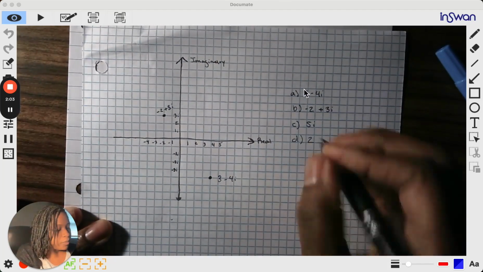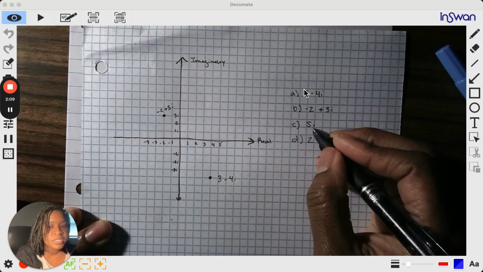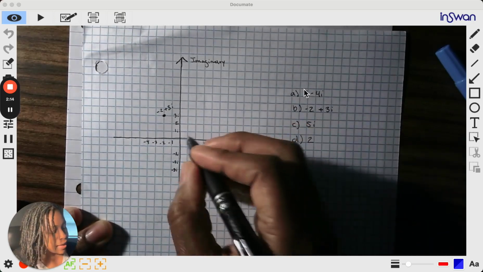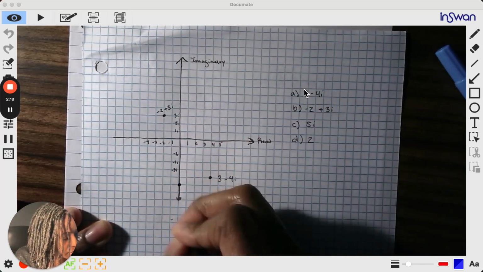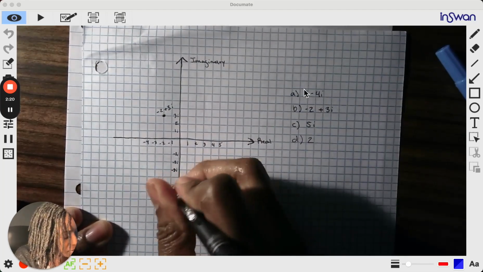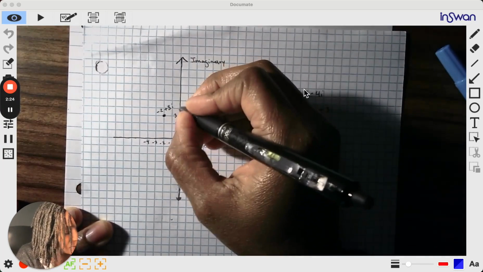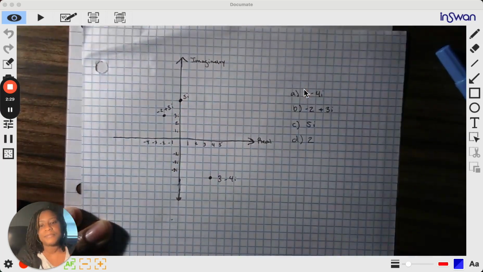So we're going to plot C, 5i. You can pause the video right here and take a moment to think about where you think 5i is going to be. And now plotting 5i. 5i will be approximately right here. Oh, nope. Hold up. Wait a minute. That's -5i. So 5i should be right here because it's positive 5i.